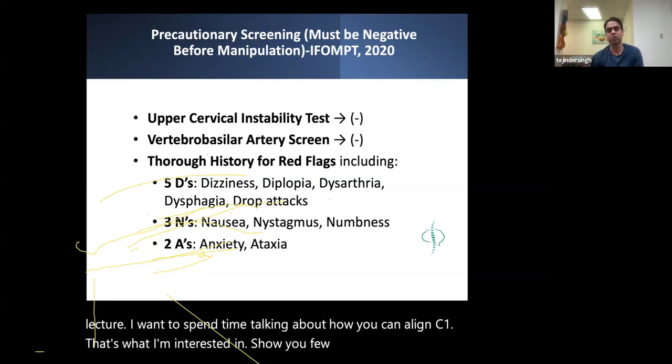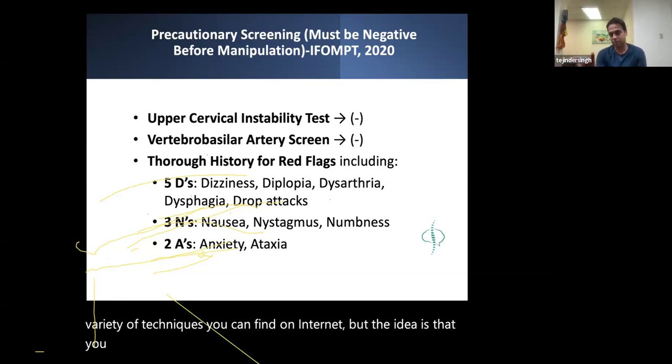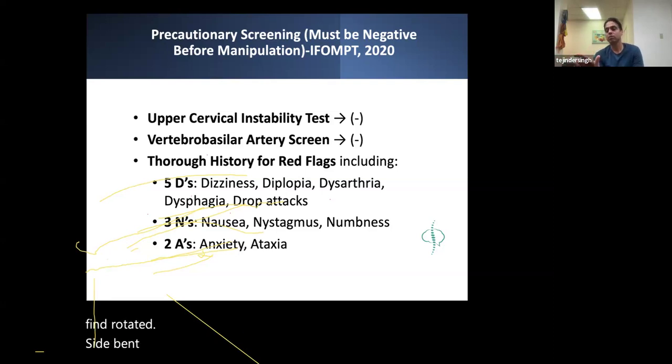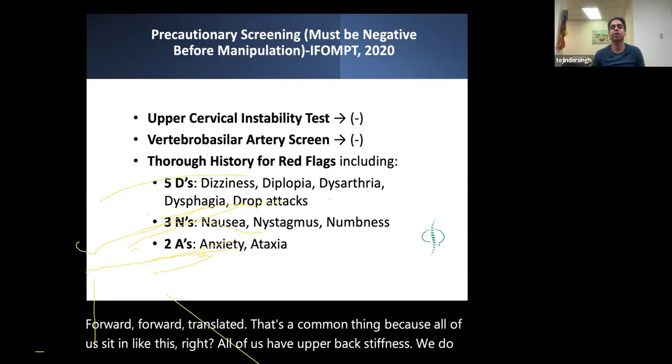There are a wide variety of techniques you can find on the internet, but the idea is that you understand it could be laterally bent, it could be rotated. More often than not, you'll find a combination of things. You will find rotated, side bent, rotated, forward translated. That's a common thing because all of us sit like this, right? All of us have upper back stiffness. We do this work, right?